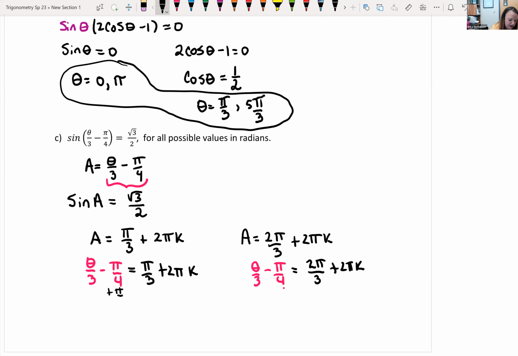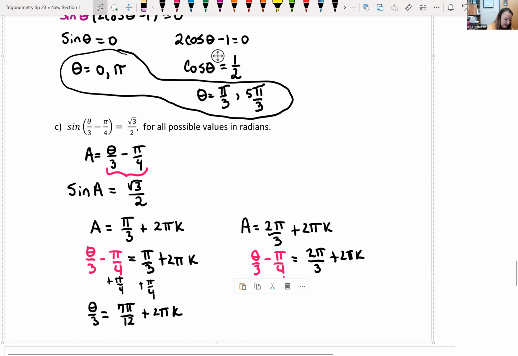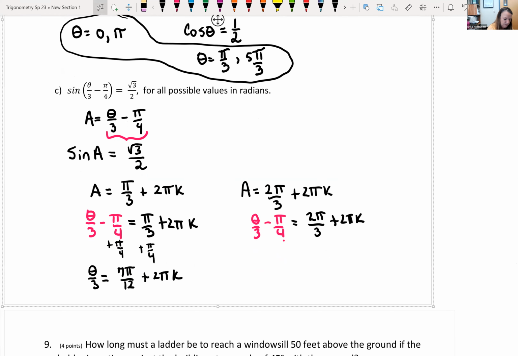I need a common denominator. My common denominator here I can see is 12. So I have theta over 3 is equal to, well, 4 pi twelfths plus 3 pi twelfths is 7 pi twelfths, just getting a common denominator, plus 2 pi k. Multiply both sides of our equation by 3, we can get theta by itself. So we get theta here is equal to 7 pi twelfths.